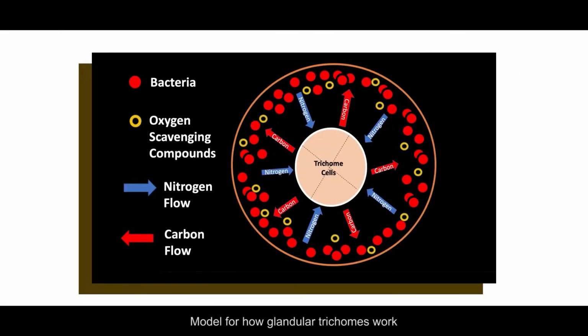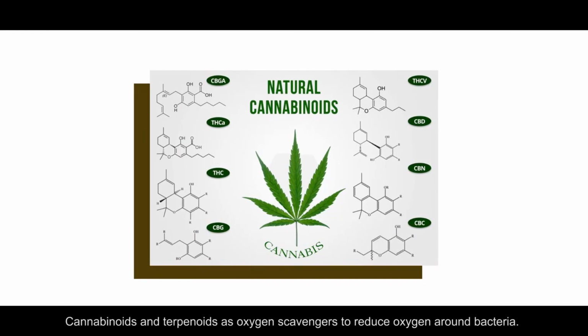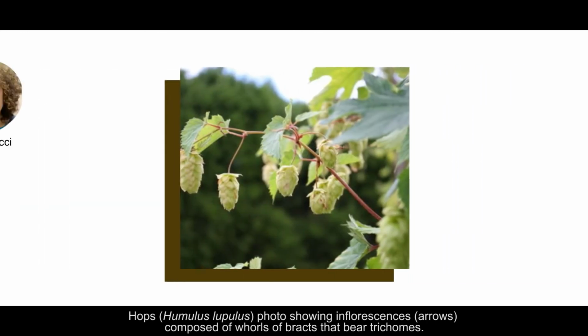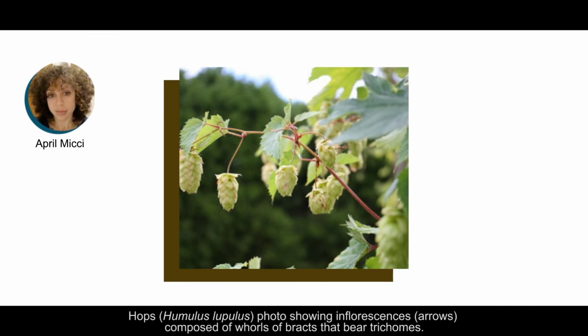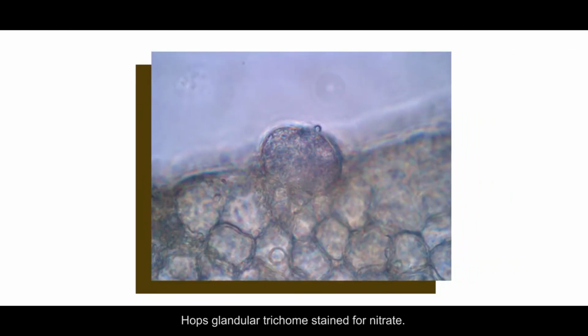Model for how glandular trichomes work. Cannabinoids and terpenoids as oxygen scavengers to reduce oxygen around bacteria. Removal of oxygen is needed because oxygen is an inhibitor of nitrogen fixation. Hops photo showing inflorescences composed of whorls of bracts that bear trichomes. Hops stained with nitro blue tetrazolium to show superoxide around bacteria. Hops glandular trichome stained for nitrate.